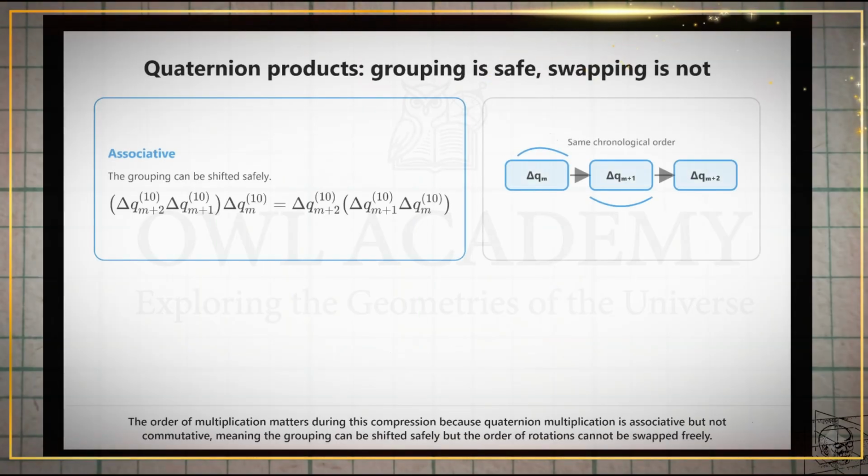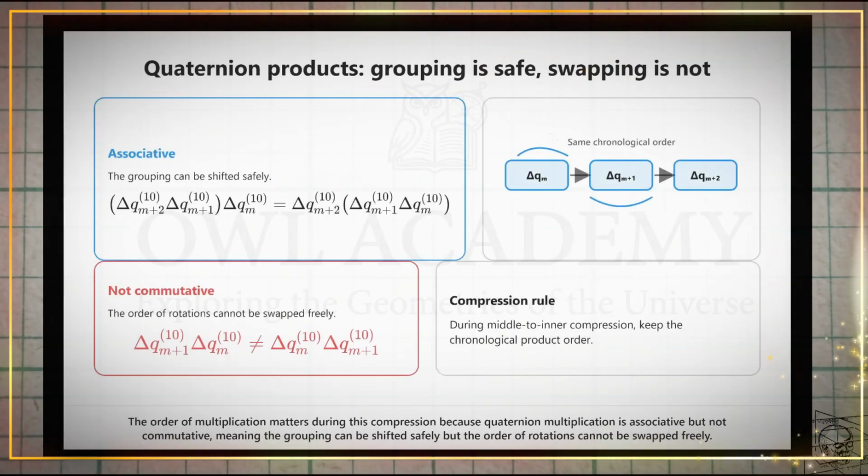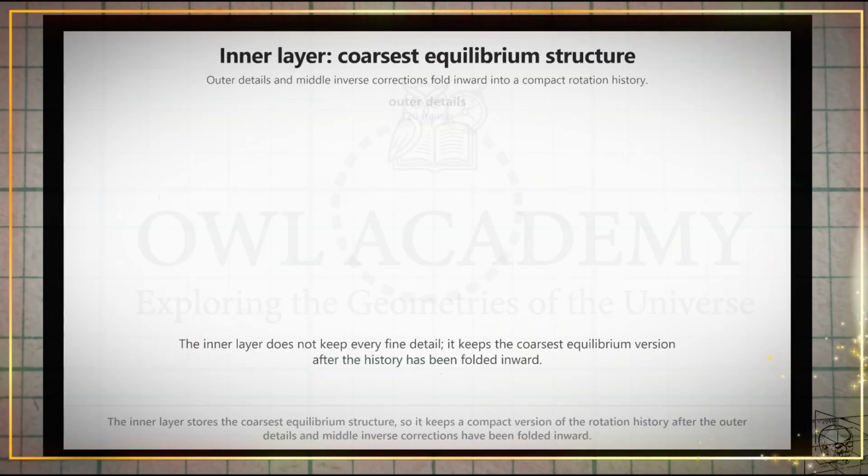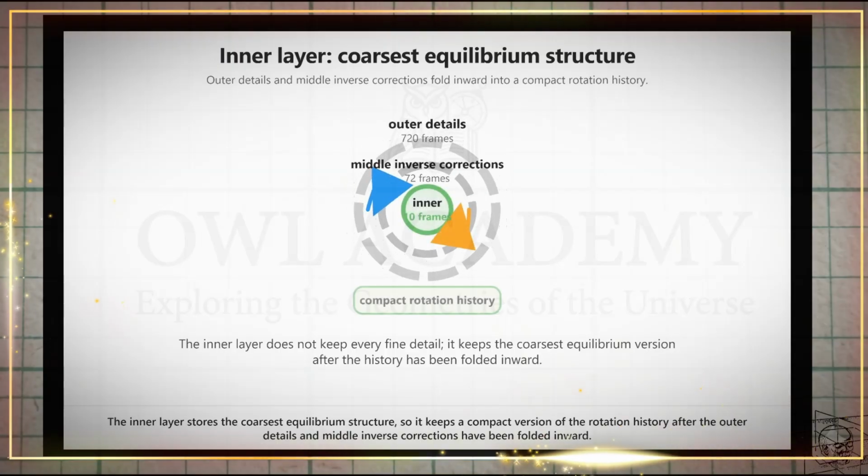The order of multiplication matters during this compression because quaternion multiplication is associative but not commutative, meaning the grouping can be shifted safely, but the order of rotations cannot be swapped freely. The inner layer stores the coarsest equilibrium structure, so it keeps a compact version of the rotation history after the outer details and middle inverse corrections have been folded inward.